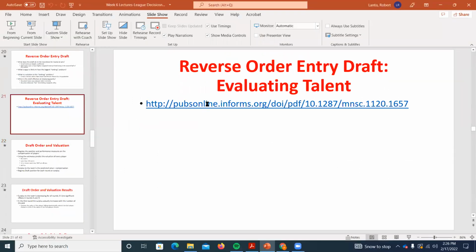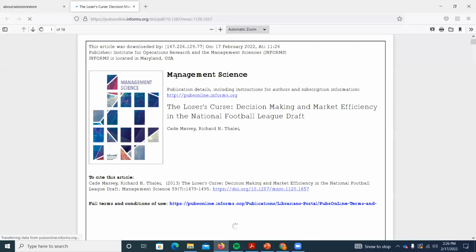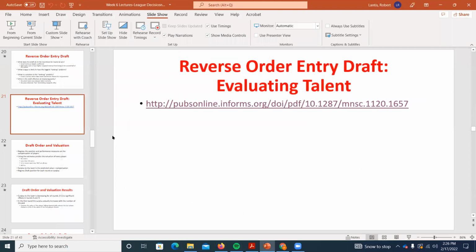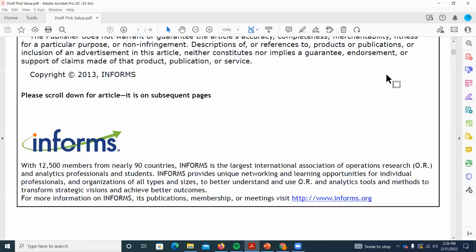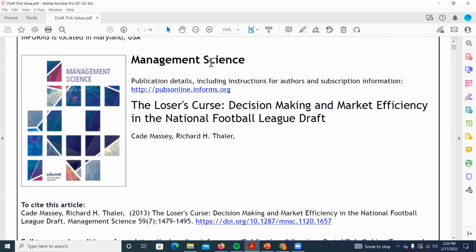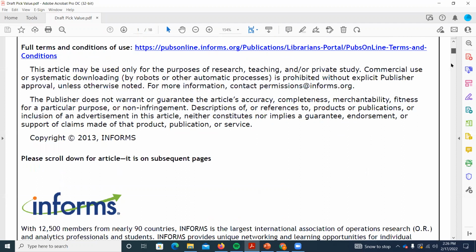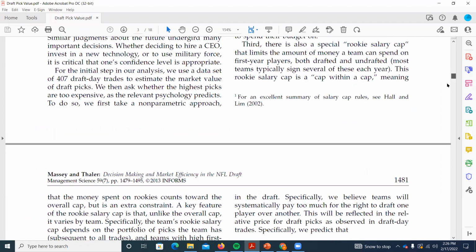So I think this is the paper that I posted up on Canvas, but if not, we'll have an additional one. Yeah, so we'll talk about this now. It's a longer paper. In fact, I don't even think this was an econ journal. Yeah, this is in a management journal, but it's pretty interesting. So we'll go down here and I'll hit the main points.